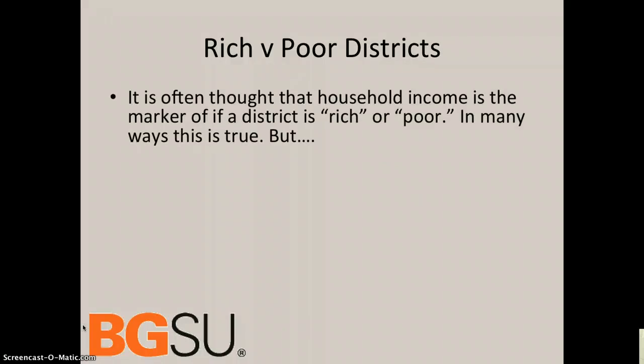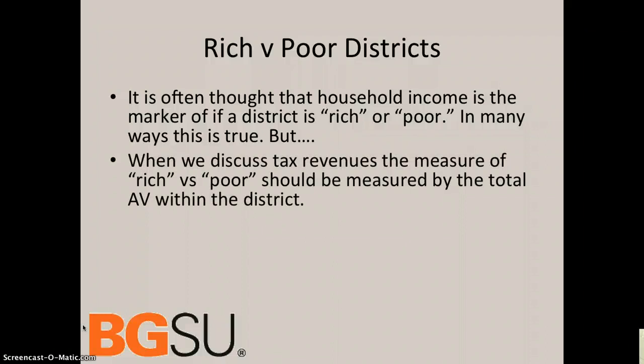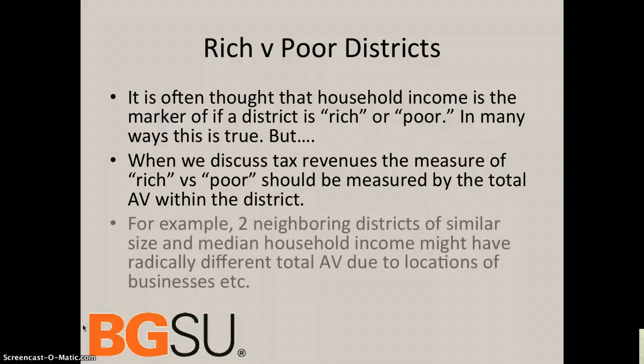It's often thought that household income is the marker of whether a district is rich or poor. And in many ways it's true, but when we discuss tax revenues, the measure of rich or poor should be measured in the total AV, the total assessed value within the district. For example, as I talked about earlier in class, we have two neighboring districts, very similar in size, very similar in median household income, but radically different in AV because of businesses and the things that happen with those locations.